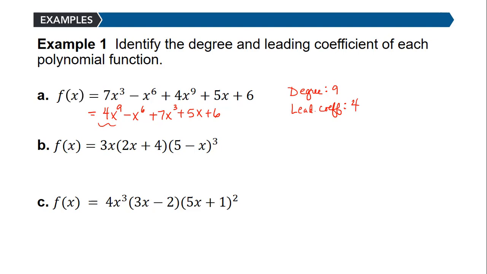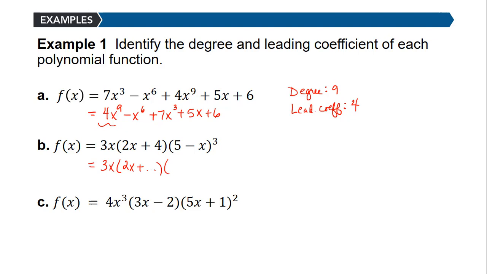And f of x equals 3x times 2x plus 4 times the quantity 5 minus x to the third. We will have to think about expanding this, but again, not multiplying it all out, identifying the product of the leading terms of each of the factors. So this would be 3x times the 2x. There's no exponent to apply to that factor, so 2x is the leading term there.